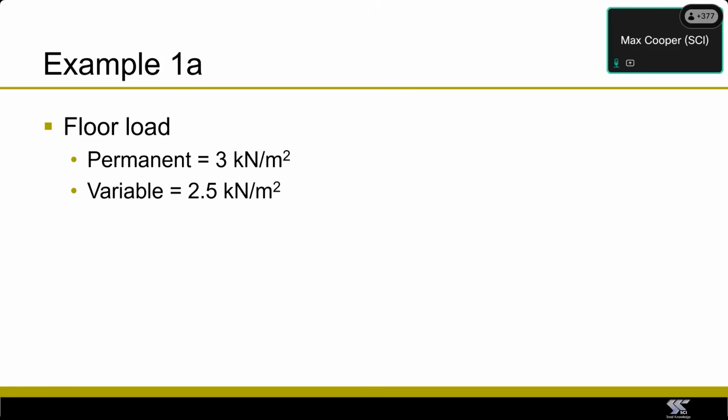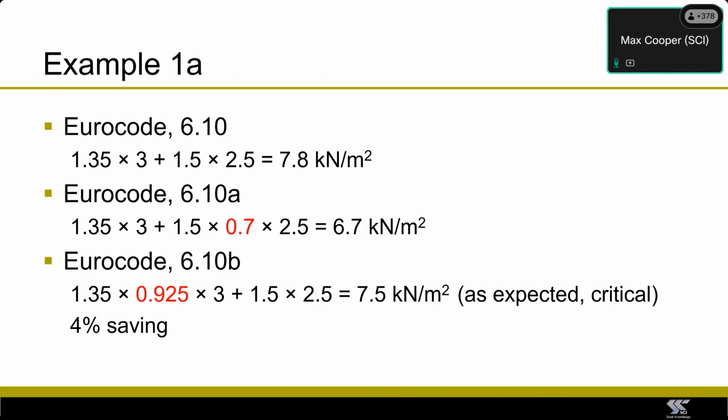Now we'll just go through a quick example, or a couple of examples. So the first example we're going to look at is just a simple floor. It's only got one variable action, which is live load or imposed load. Permanent actions are equal to 3 kilonewtons per meter squared. Variable actions are equal to 2.5 kilonewtons per meter squared. If we go through the various different equations that we have at our disposal, we'll start with 6.10, the simple one. 1.35 times 3 plus 1.5 times 2.5 gives us a value of 7.8 kilonewtons per meter squared as our design value.